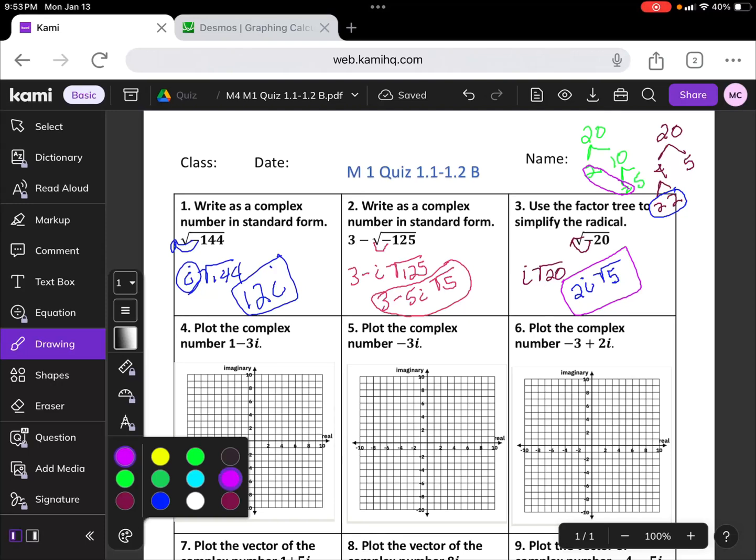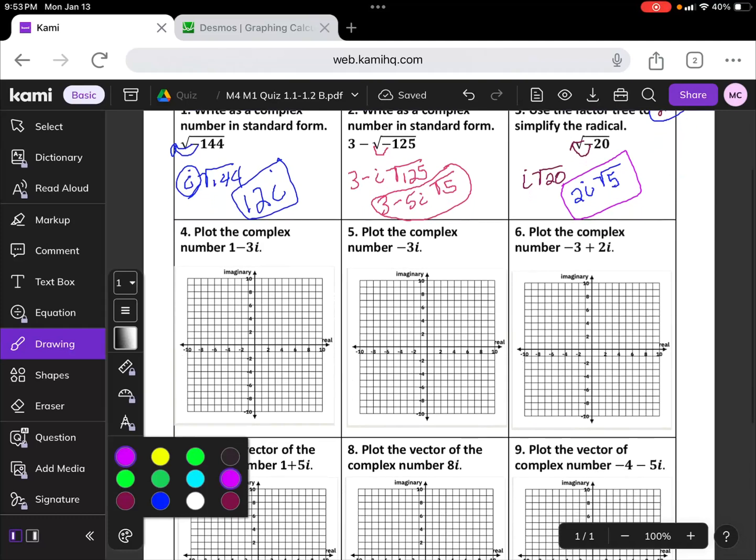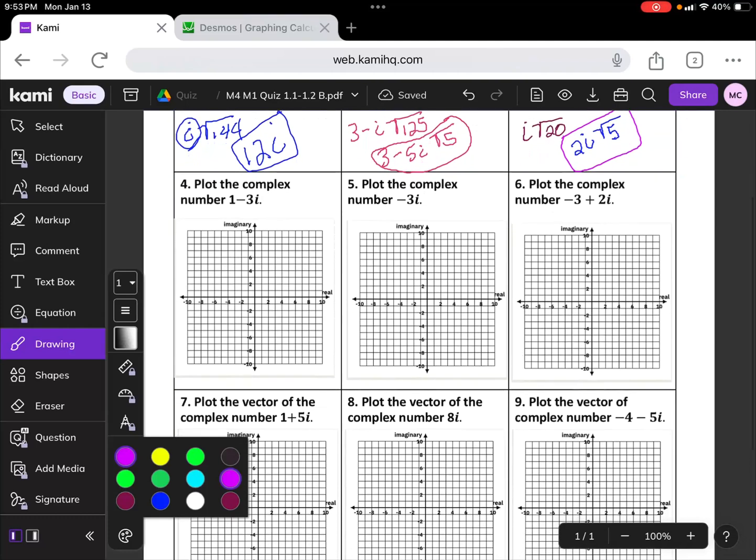All right, 4, 5, and 6 says to plot the complex number. And remember, when you plot the complex number, all you're having is 1 point, okay? We're not talking about the vector here. We're just plotting the complex number. So you have 1 minus 3i. Remember, 1 is your real, and the negative 3i is your imaginary. So 1 is on the x-axis, and the negative 3i is on your y-axis.